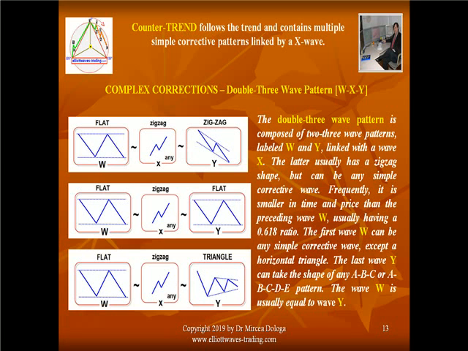The first wave W can be any simple corrective wave except the horizontal triangle. The last wave Y can take the shape of any ABC or ABCDE pattern. The wave W is usually equal to wave Y.